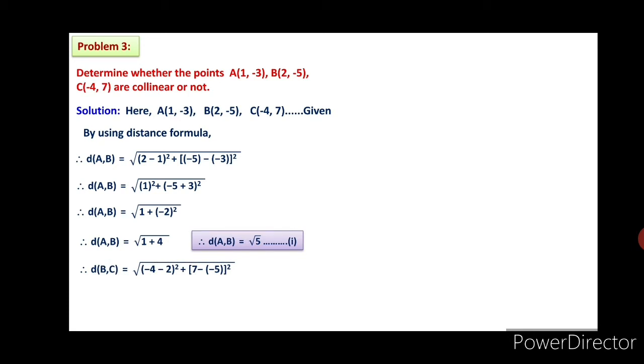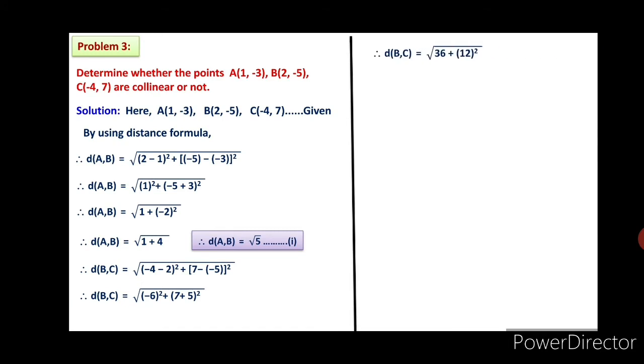Again the same steps we have to follow as we calculated the distance between points A and B. Likewise, (−4 − 2)² + (7 − (−5))². After substituting the values and simplifying, BC will be equal to (−6)² + (7 + 5)². So distance between B and C will be equal to under root of 6² is 36 and 7 + 5 is 12 squared. Therefore distance between B and C is equal to under root of 36 + 144, the square of 12. So addition of this gives you under root of 180.